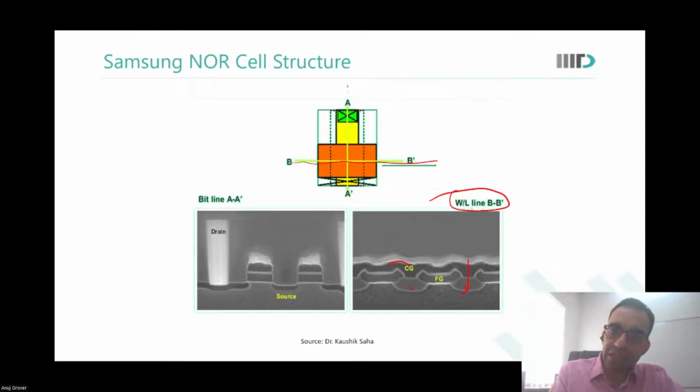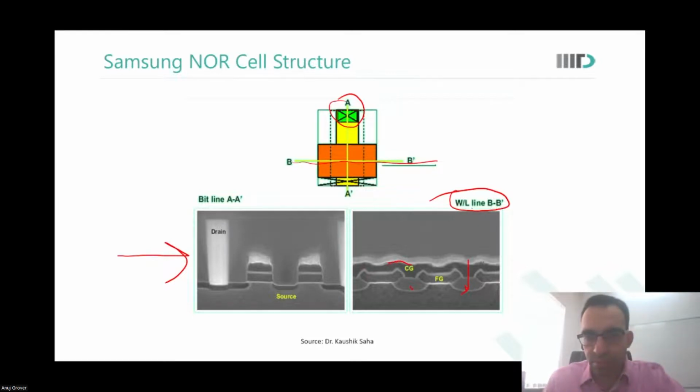Now, if I intersect from here, then this is the view that I see. I see the contact for the bit line, and I see the source drain region for the device also there. So the thin white strip between CG and FG is the dielectric, very thin. Yes, the dielectric is very thin, and in between CG and FG also. Okay. Got it. Any further questions? Is this clear?